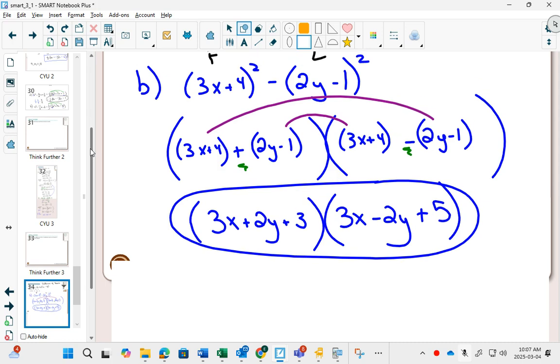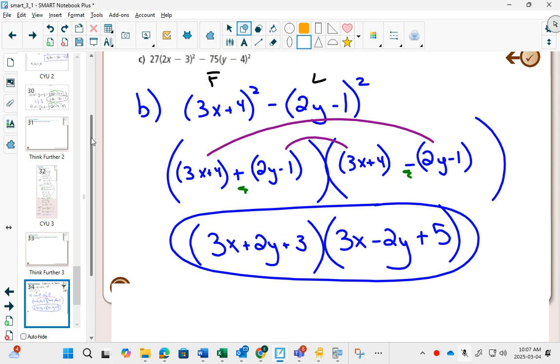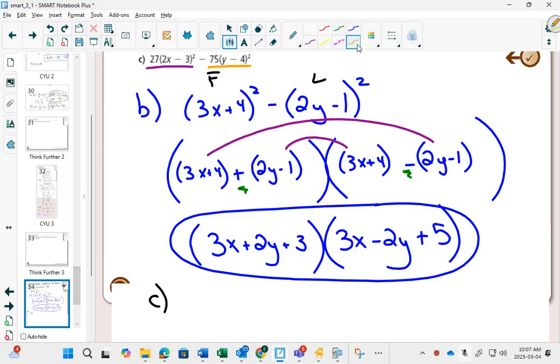However, in C, I'll scroll it up so we can see it. If you look at this is term 1, and this is my second term. Do you notice they have something in common? Anytime we have a common factor, we can pull that out. What number divides both 27 and 75? It's the biggest number that you can pull out of there. 3. So I pull out that 3.